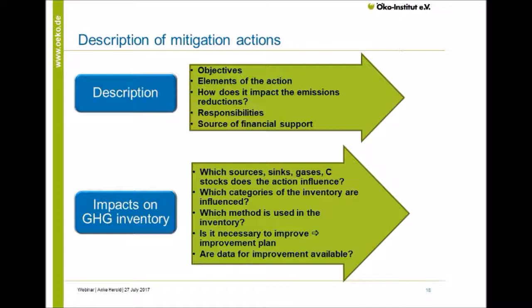In relation to the impacts on the greenhouse gas inventory, key questions in the description here would be: which sources, sinks, gases, or carbon stocks does the action influence? And which categories of the inventory are influenced? And then to check which method is actually used in the inventory in these categories. And is it necessary to improve these methods? And then such improvement could be reflected in an inventory improvement plan. And of course, a very important question is also whether data is available for this type of improvement.